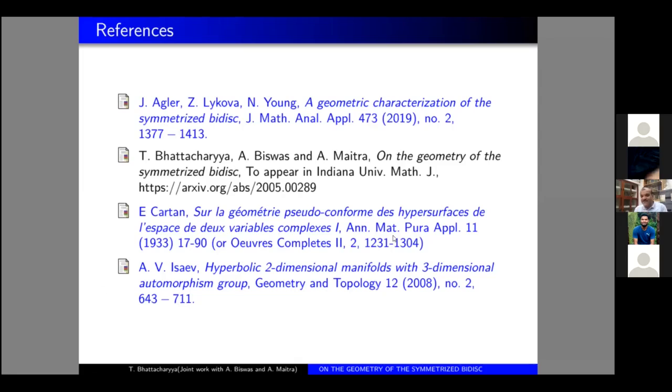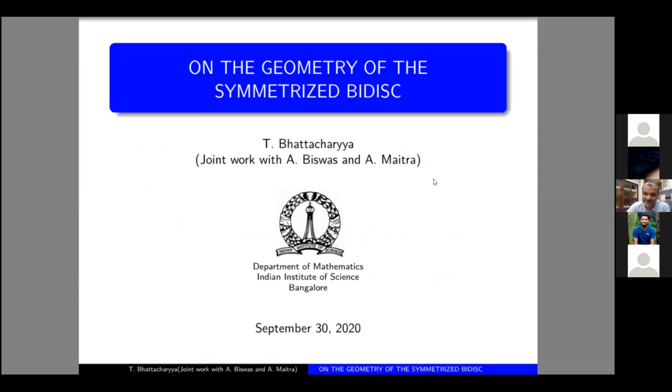Isaev's 2008 paper is very, very informative. He classifies all two-dimensional manifolds with three-dimensional automorphism group, and Agler-Lykova-Young is what motivated us in starting this project in the first place. This paper is to appear in the Indiana University Mathematics Journal. It's available on the arXiv, and I'm slightly proud that this is the first paper that I have written which doesn't have the mathematics subject classification 46 or 47. Thank you.